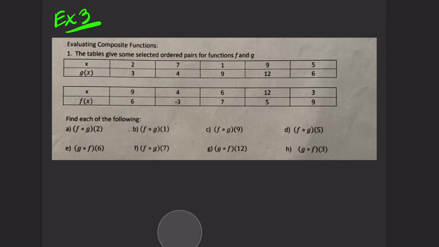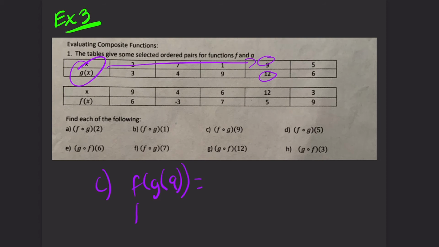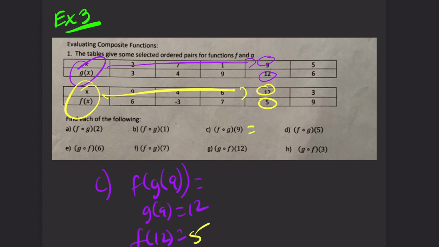Okay, so go ahead and pause the video, try the remaining problems. Let's see if you can get them. Okay, so now that you've tried them, let's go ahead and complete them. So real quick, letter C, f of g of 9. So looking at g of x, when x is 9, the y value is 12. So g of 9 is equal to 12. So then I do f of 12. And I'm looking at f of x, so the second table, when x is 12, the y value is 5, making our final answer 5.